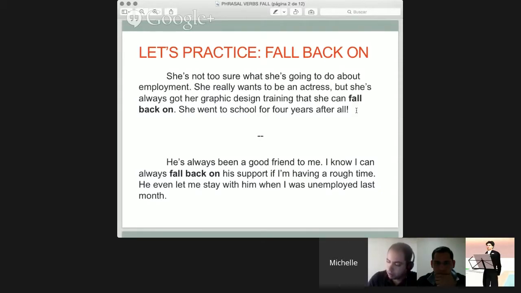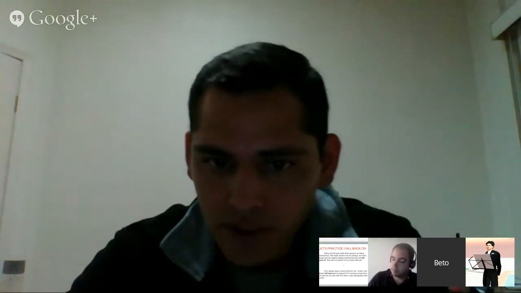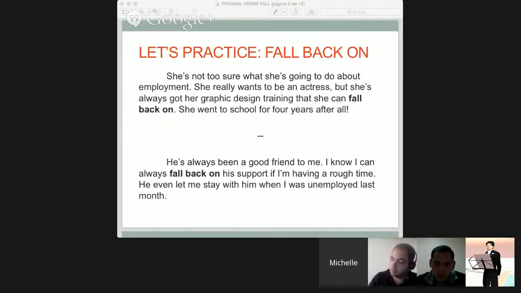So let's look at the second example and try to figure out if that'll help us. So Beto, could you read the second paragraph? Sure. He's always been a good friend to me. I know I can always fall back on his support if I'm having a rough time. He even let me stay with him when I was unemployed last month.